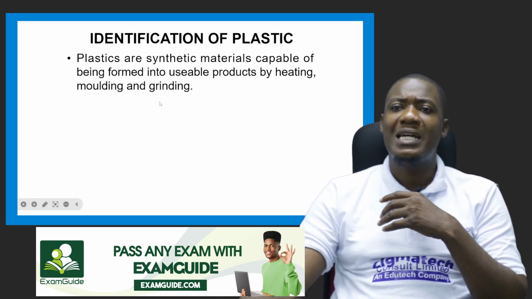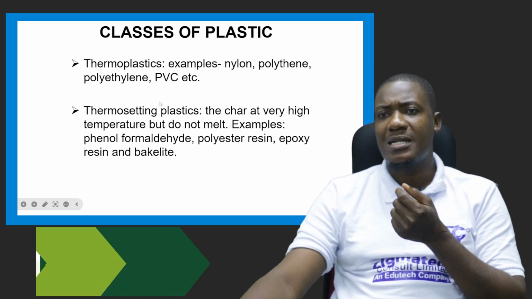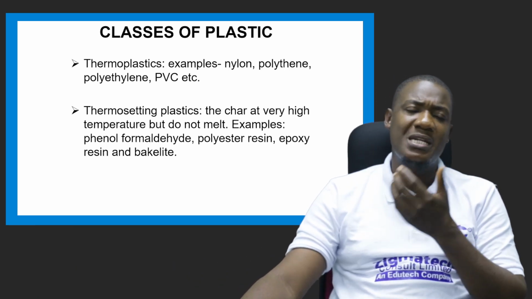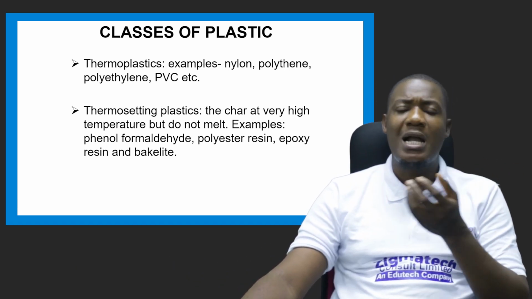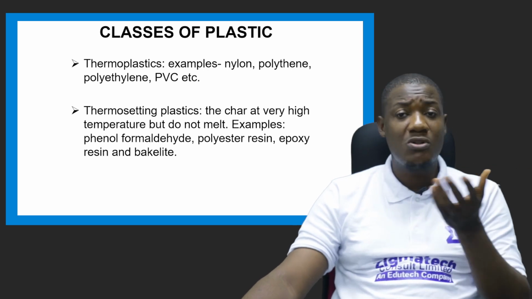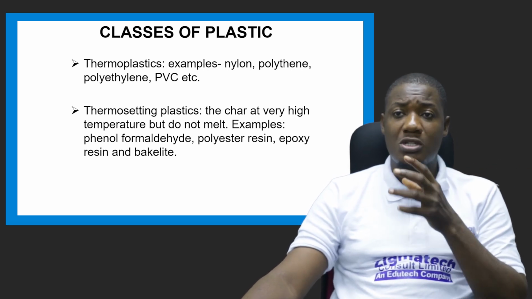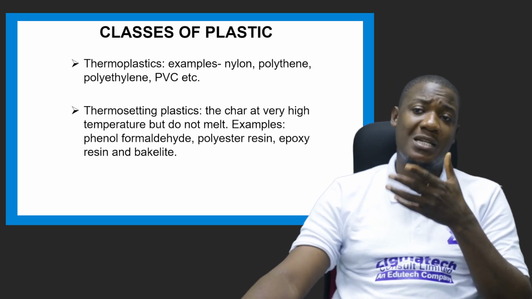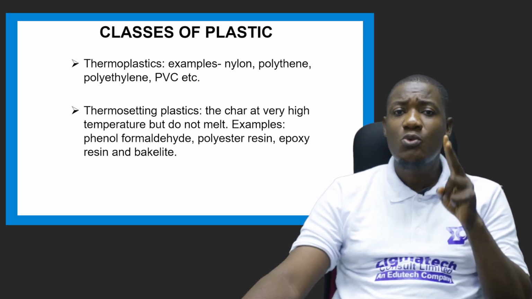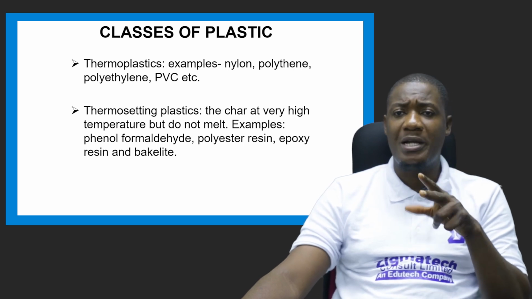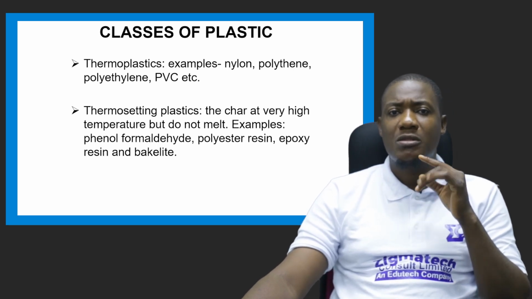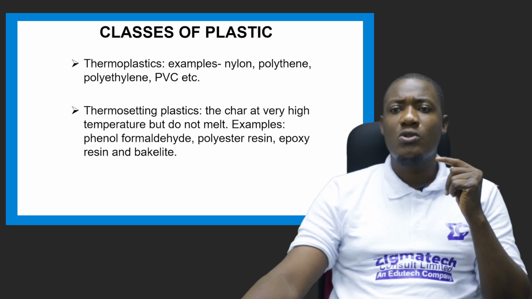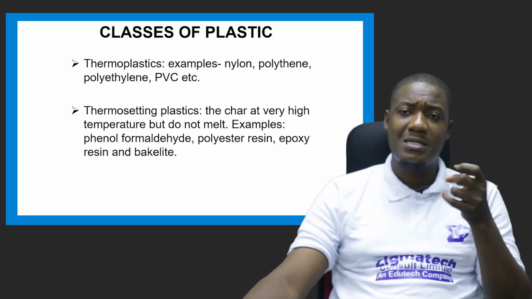How do we identify plastics? We're going to look at that just now. But before then, let's talk about classes of plastics. We have two types of plastic. Number one, we have thermoplastics. We also have thermosetting plastics.